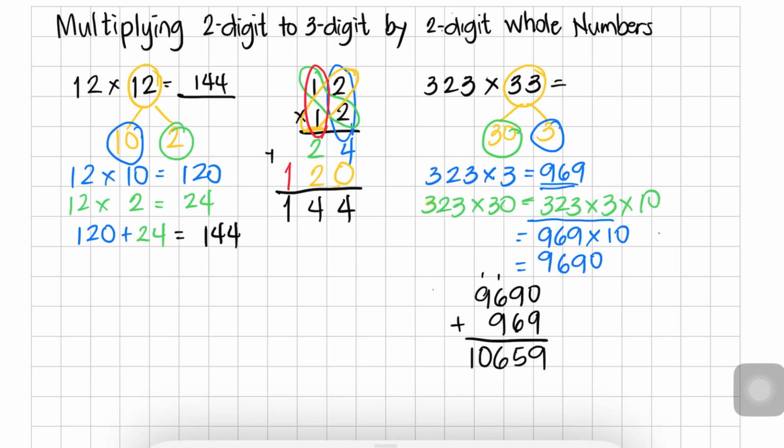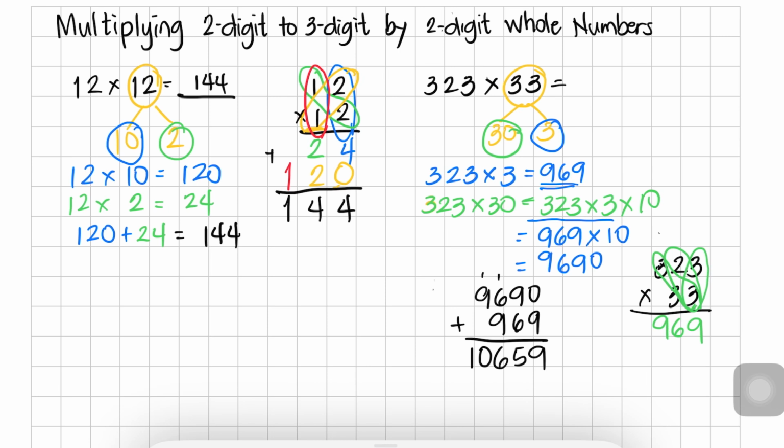So I'll be showing that as well here. I think I have space here. So 323 times 33. Again, we will be multiplying 3 times 3 first. That's 9. This one is 6 tens. This one will give me 900.